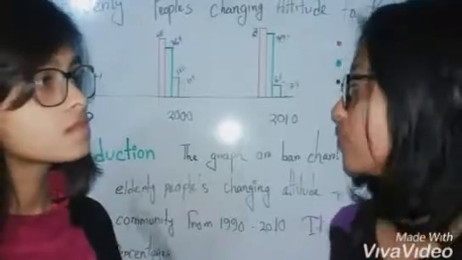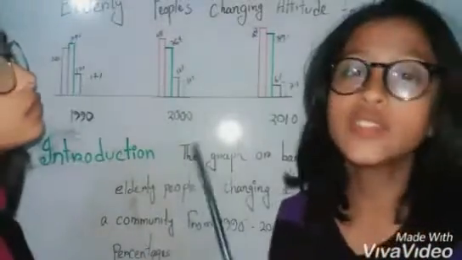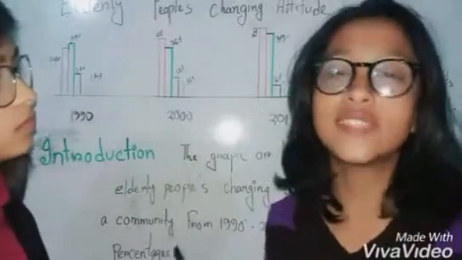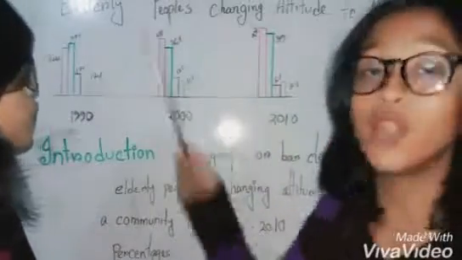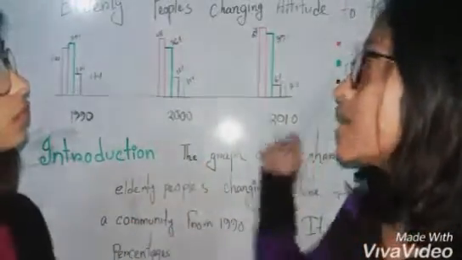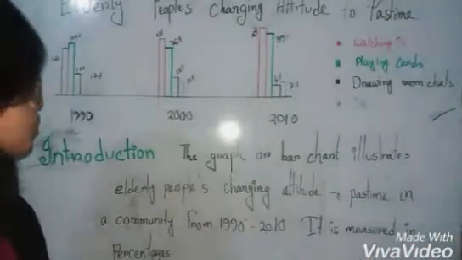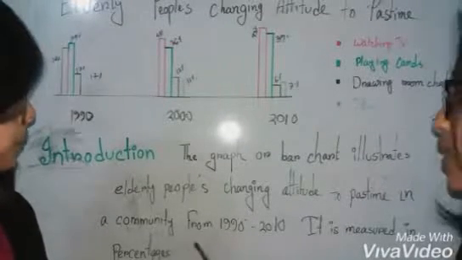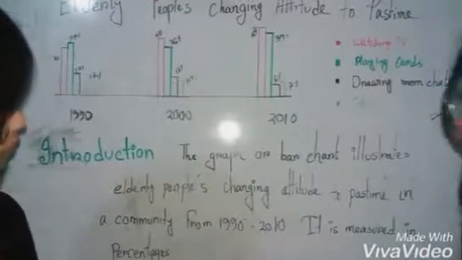Well, the first paragraph is the introduction. In this paragraph, one should introduce the chart in 1 or 2 sentences by simply paraphrasing the information from the question, what the chart shows and for what period of time. So we could easily write the introduction for a sample bar graph this way: The bar chart illustrates elderly people's changing attitude to pastime in a community from 1990 to 2010. It is measured in percentages.